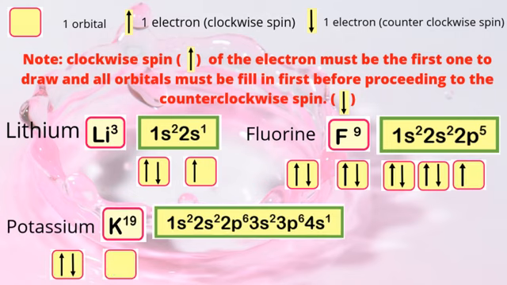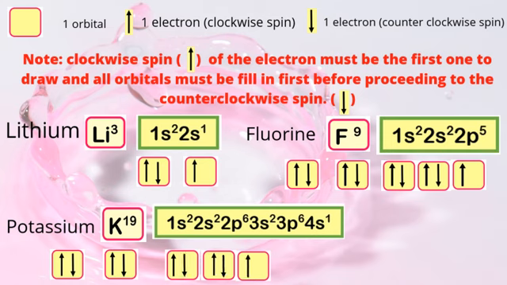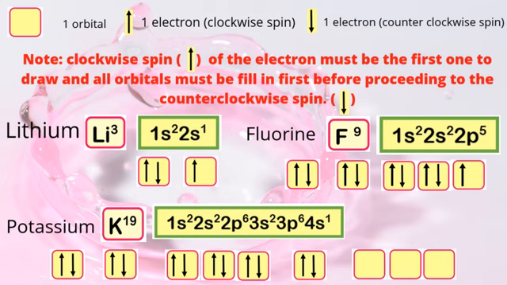Okay, so as you can see in the potassium, it is very long because as the electrons increase, arrow up, arrow up, arrow up, arrow down, arrow down, arrow down for the 2p6. How about in 3s2? 3s2 is arrow up, arrow down. In 3p6, we have 1, 2, 3, so 6: 1, 2, 3, 4, 5, 6. In 4s1, it only has one electron, so arrow up.